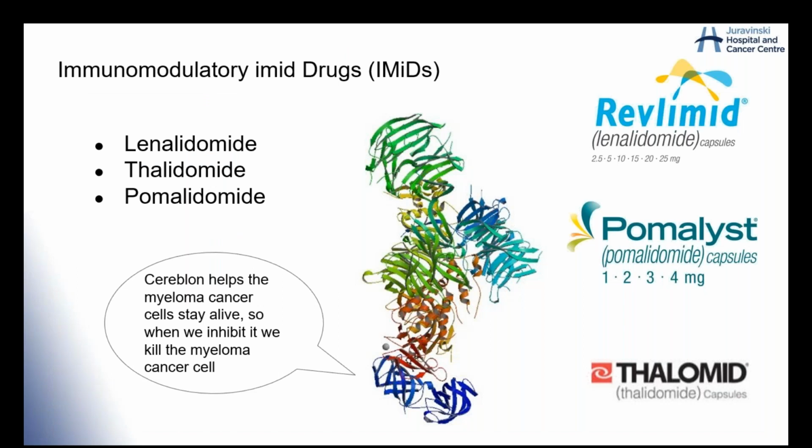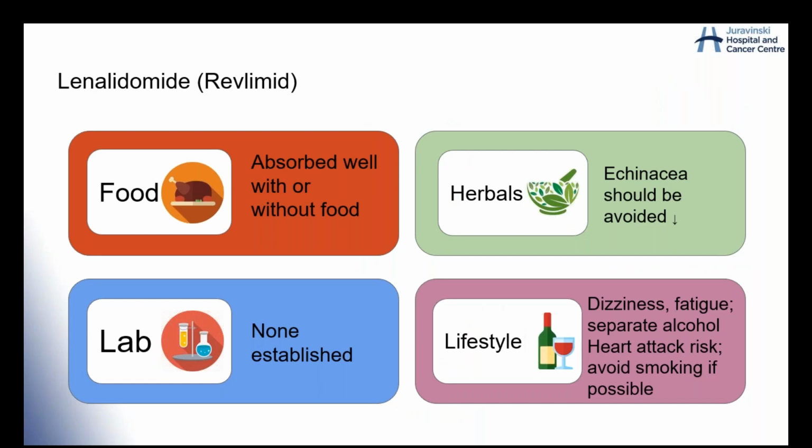The second class of medications we're going to talk about is also fairly common, the immunomodulatory IMiD drugs. And they target myeloma through multiple mechanisms. But one thing they do is they target this cereblon, which helps multiple myeloma stay alive, and they inhibit it, and that's one way they would kill multiple myeloma. Lenalidomide is the most common medication in the IMiD class. Pomalidomide and thalidomide are other medications as well.